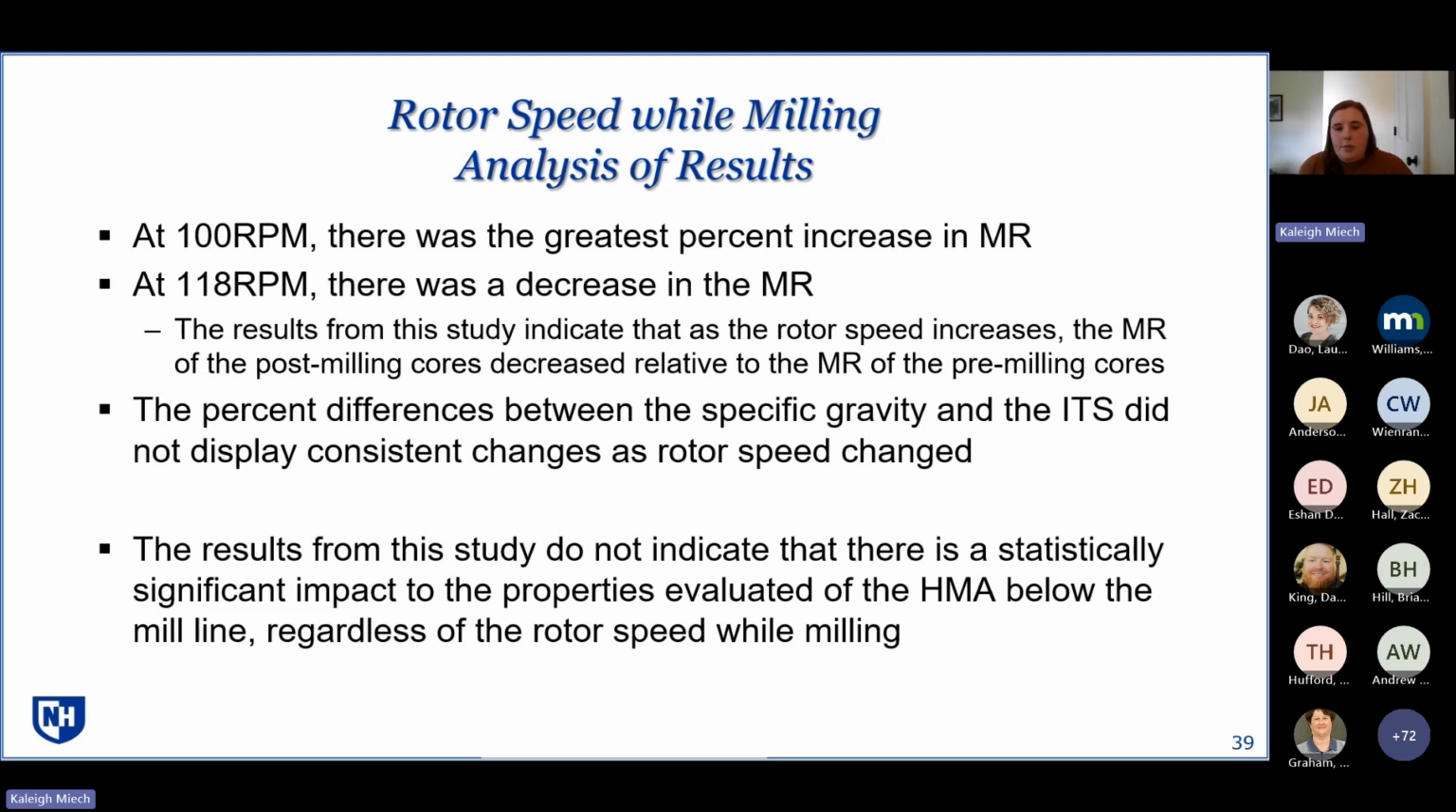The percent differences between the specific gravity and the indirect tensile strength that were measured did not display consistent changes as the rotor speed changed. And then lastly, when the statistical testing was performed on the results from these cores, the results did not indicate that there were statistically significant impacts to the properties evaluated of the HMA below the mill line, regardless of the rotor milling speed while milling.